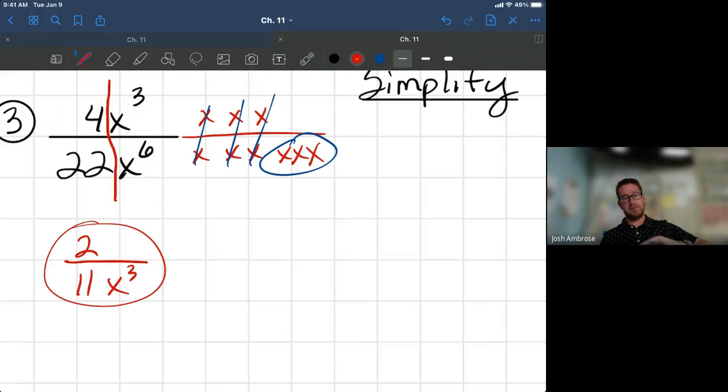2 over 11x to the 3rd. All right, another way to think of it is all 3 of these got taken in because we had 3 left over. All right, so all of this would be eliminated, leaving 3 behind. That's all we did. I just wanted to visually show you that step there.